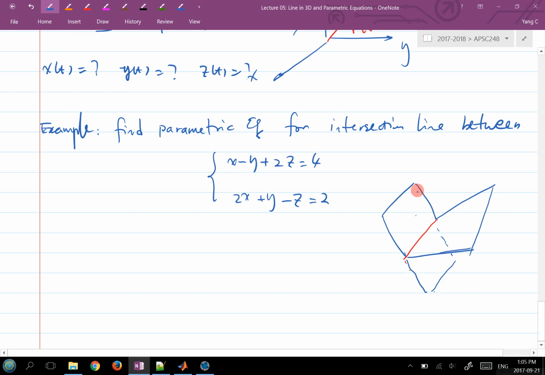Great. So you have n1, n2. Take the cross product of these two normal vectors. This is going to be a vector parallel to the line. Good, so now you found a parallel vector. And in order to construct the line equation, you also need a point on the line. So how do I find a point that the line goes through?